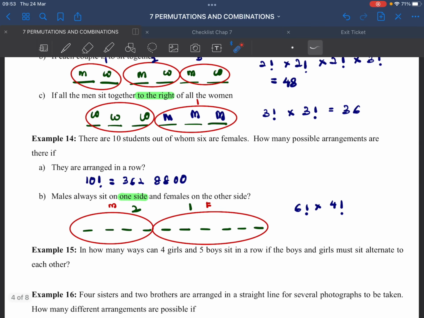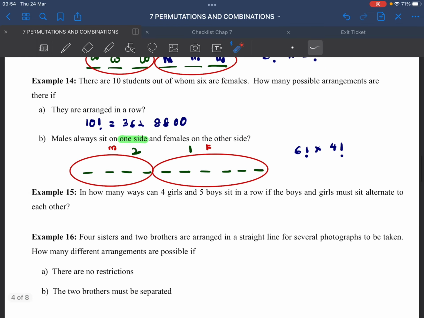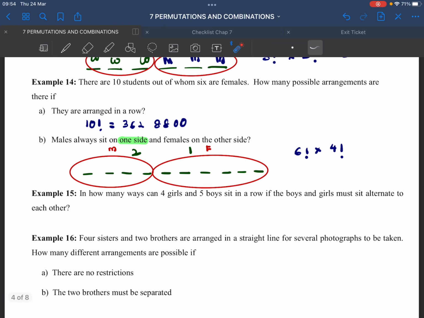There's no specific side yang dia boleh duduk. Kalau macam soalan ini, dia kata to the right. So, male hanya duduk dekat sini sahaja. Okay. So, for this one, you can darab by, multiply by 2 factorial. Sebab female boleh duduk sini, male boleh duduk sini. So, dia consider 1, 2 ways lah. So, that's gonna be equals to 345,600.